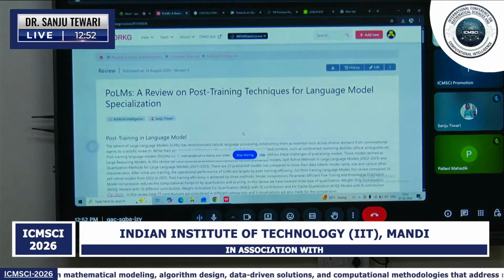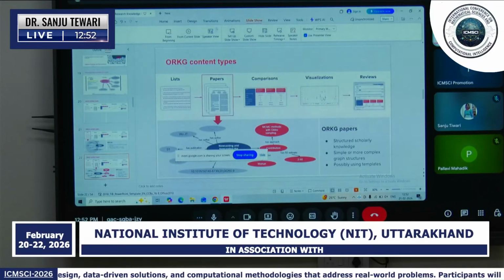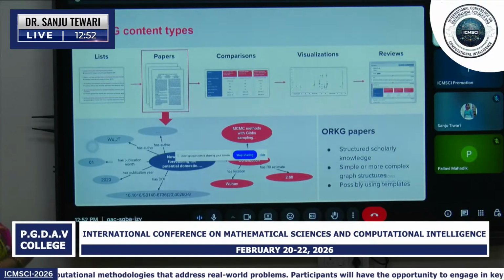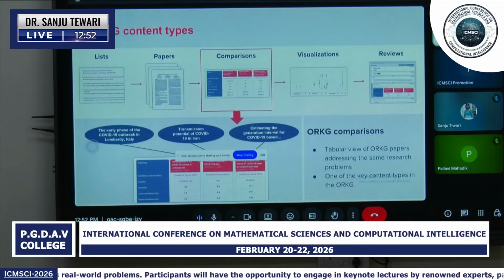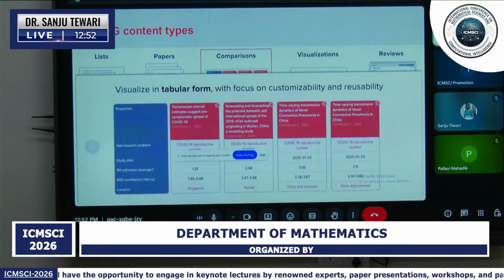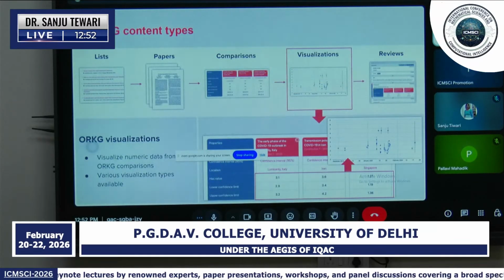So I'm getting back over there in the PPT. So I hope you understand what the idea is and why ORKG. Now I am moving on. These are the comparisons I already showed over there. So I am skipping here because we have less time. Visualization and reviews, I showed all these things on the website.